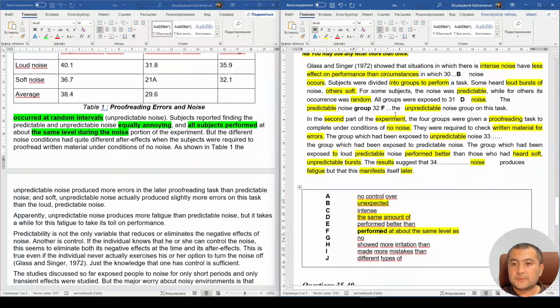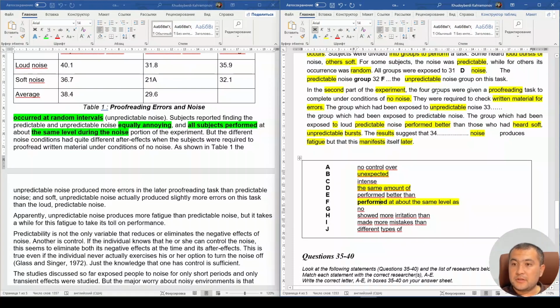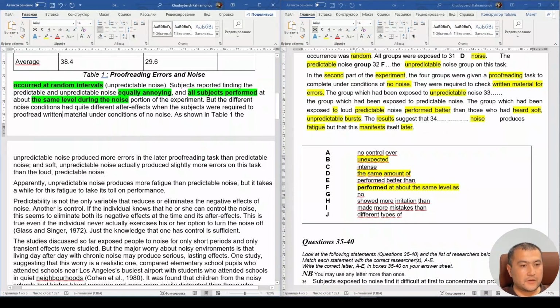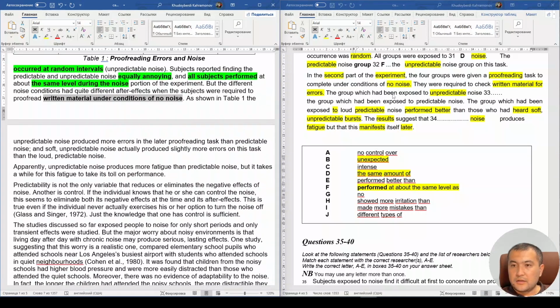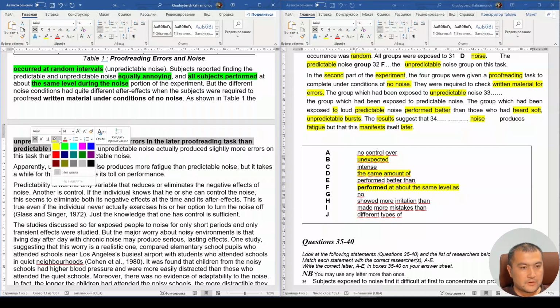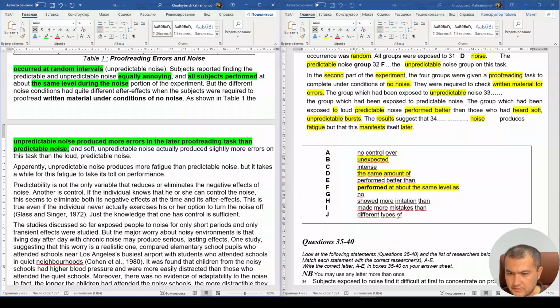You see? That's why. In the second part of the experiment, the four groups were given a proofreading task to complete under conditions of no noise. No noise. Yeah, we have under conditions of no noise, as shown in table 1, the unpredictable noise group, which had been exposed to unpredictable noise, the group which had been exposed to predictable noise. So unpredictable noise produced more errors in the later proofreading task than predictable noise. Okay, they produce more errors. Do we have such a word? Made more mistakes. Error can be a synonym of the word mistake. Made has similarity to the words produce, made, right?